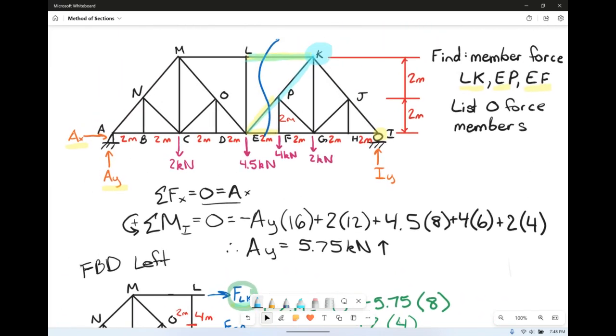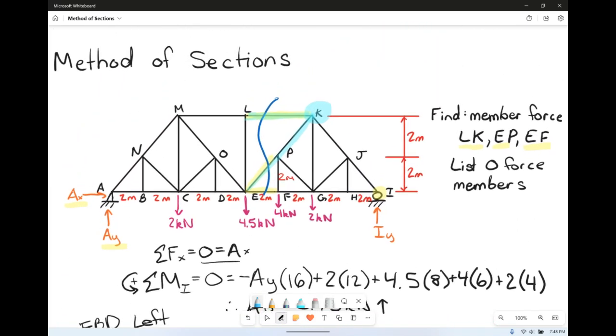And the other part of the problem was asking us to list the zero force members. So what we want to do now is figure out which one of these wonderful members is a zero force member.